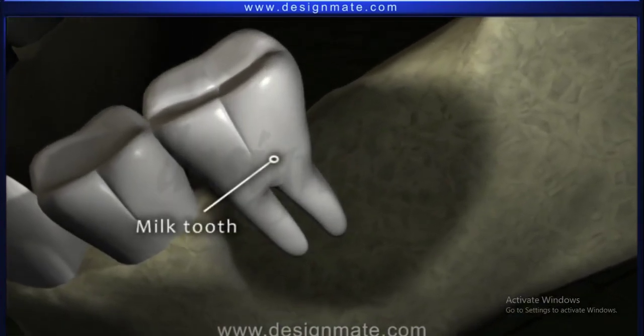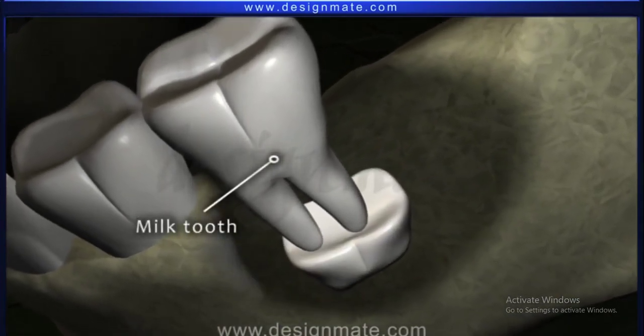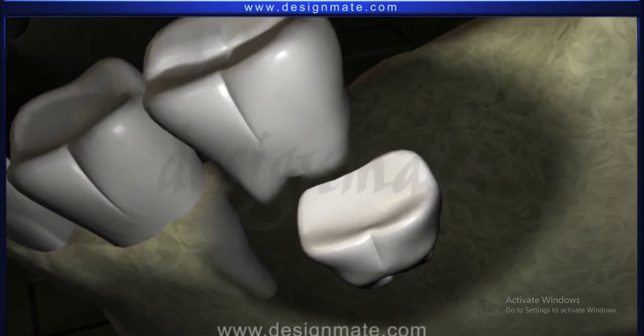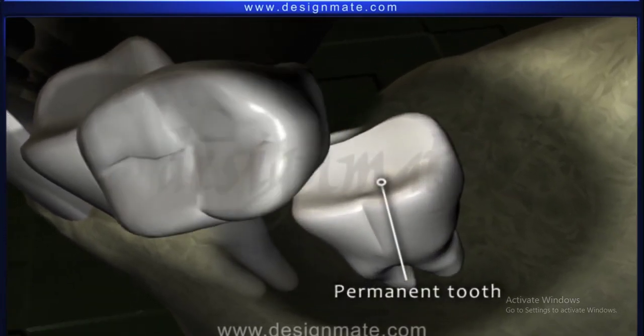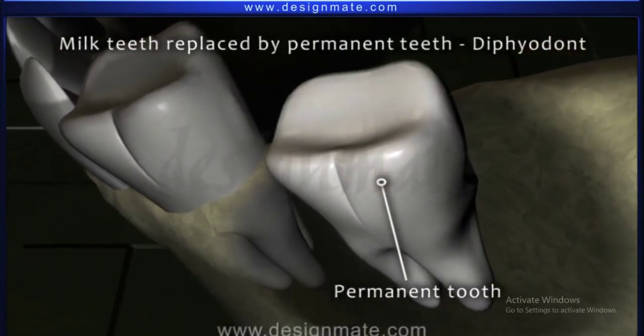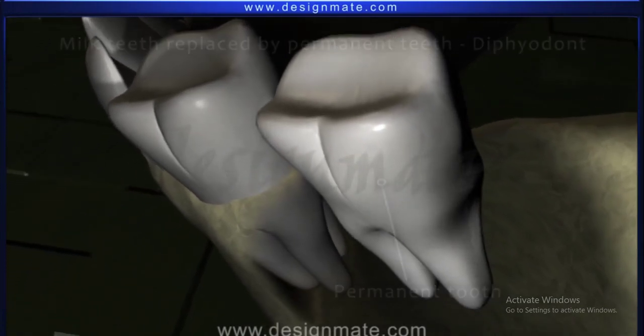Children have a set of milk teeth, which are later on replaced by permanent teeth. So this process is called diphyodont.